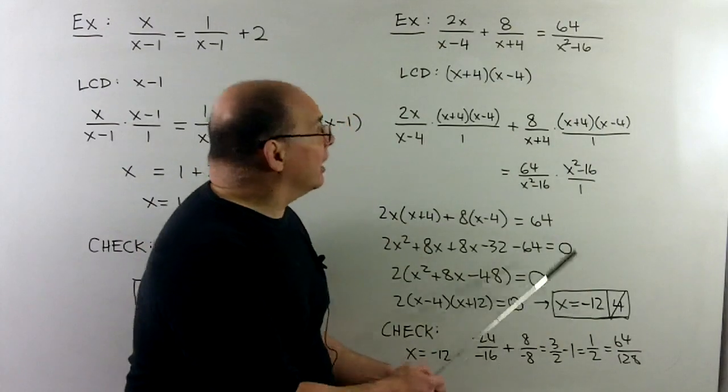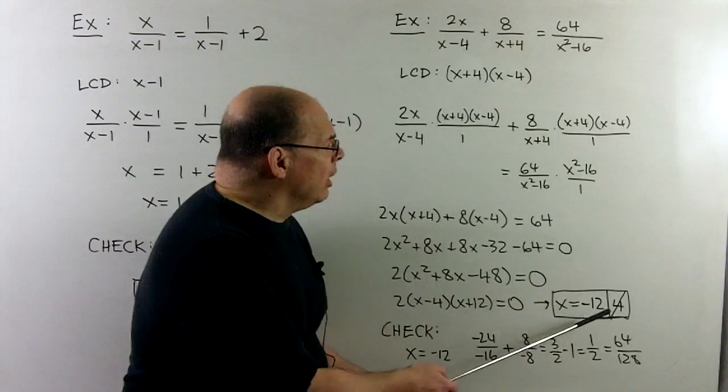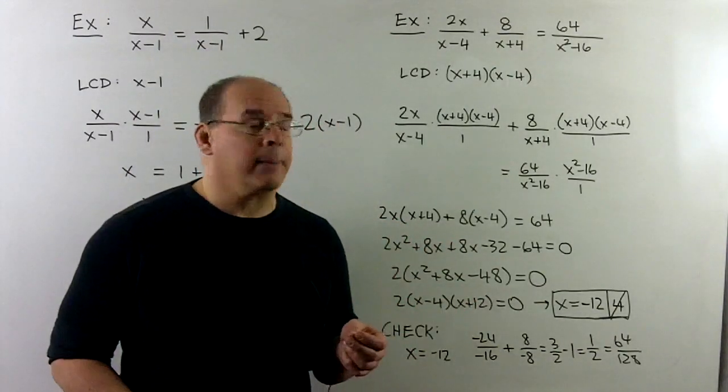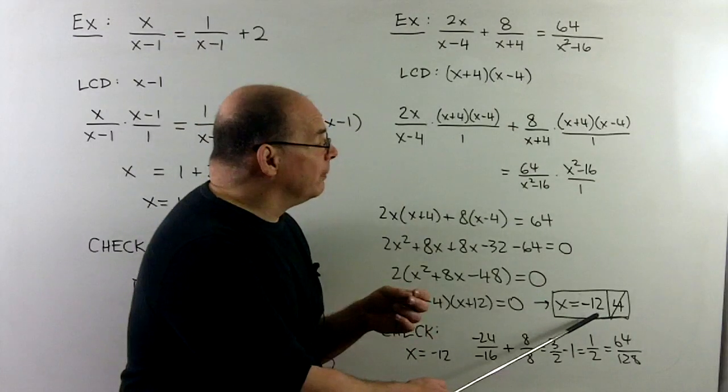For a weak check, the minus 12 is going to go through fine. We're not going to divide by 0, but with the 4, we wind up dividing by 0, so I have to throw away the 4. So my only solution here is going to be a minus 12.